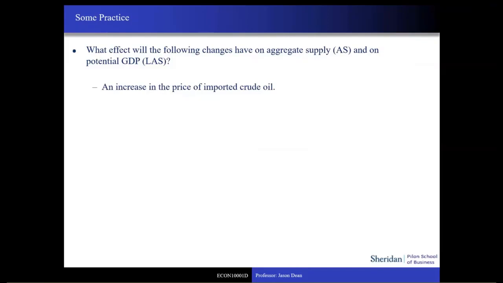So this doesn't have any effect on the number of people we have, the size of our labor force, our technology, or anything like that. So just the aggregate supply curve would shift to the left. What about an increase in the number of immigrants? So this is basically an increase in the population, right? We have a larger labor force. This would be both curves, or one of them? Anyone want to take a guess? It would be both. Good job.